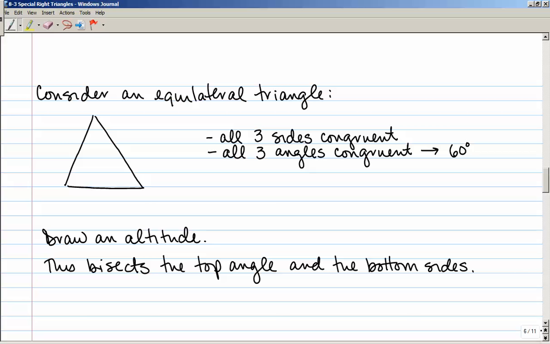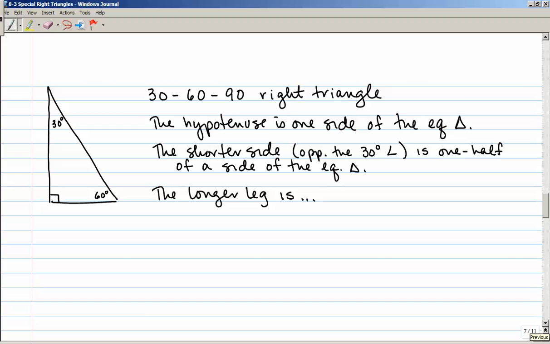Our second type of special right triangle starts with an equilateral triangle. So let's consider an equilateral triangle. Again, all three sides are congruent, and all three angles are congruent. Each angle measures 60 degrees. So when we draw an altitude from the top, perpendicular to the bottom of the triangle, notice that it's going to bisect the top angle, and it bisects the bottom side. So these two angles are congruent to each other, and these two segments are congruent to each other. That gives us a 30-60-90 right triangle.